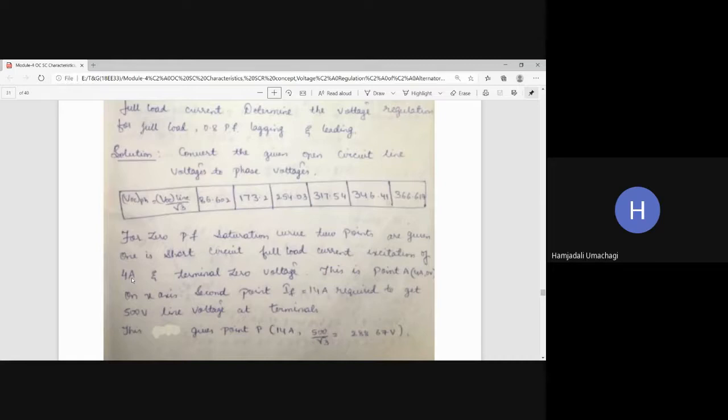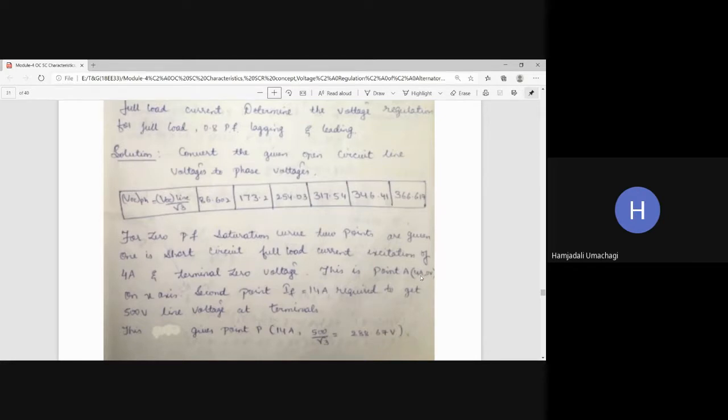This is the first point. And the second point is terminal voltage, terminal zero voltage. Then this is the point A. So the first point corresponds to the short circuit condition, meaning for 0 volt, the required excitation is 4 ampere. That is point A. Point A is having the information 4A comma 0 volts.